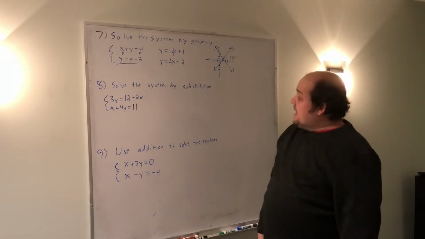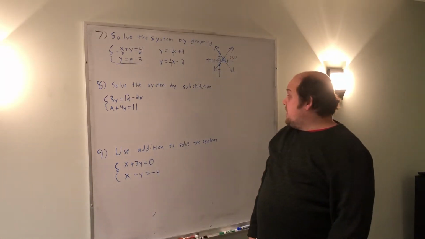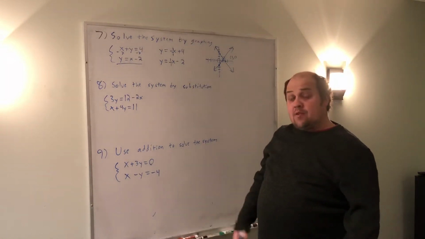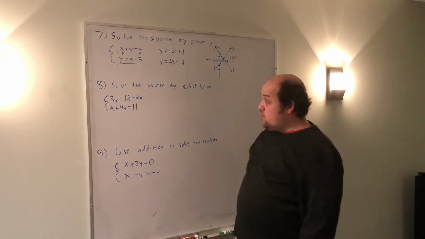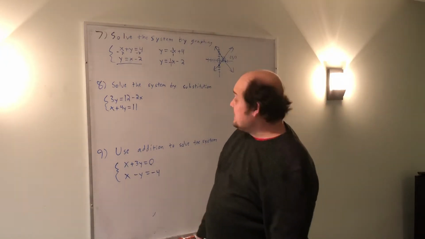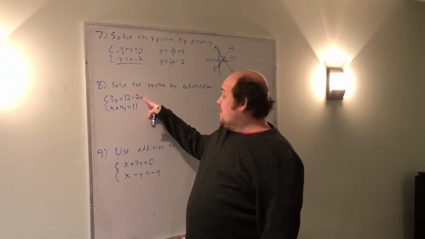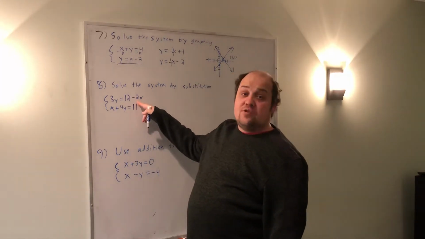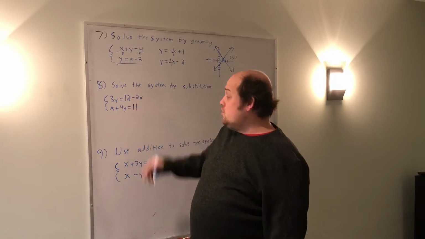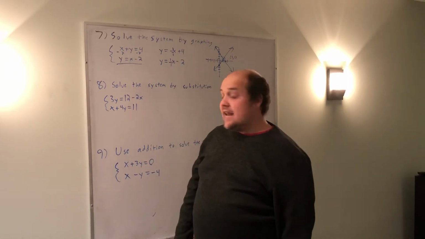For number 8, it asks me to solve the system by substitution. This is the method where we want to get either x or y alone. It might look like the easiest thing to do would just be to divide this first equation by 3 to get y alone, but actually if I do that, that's going to introduce a fraction here. So I'm going to choose instead to look to the second equation to get x alone.